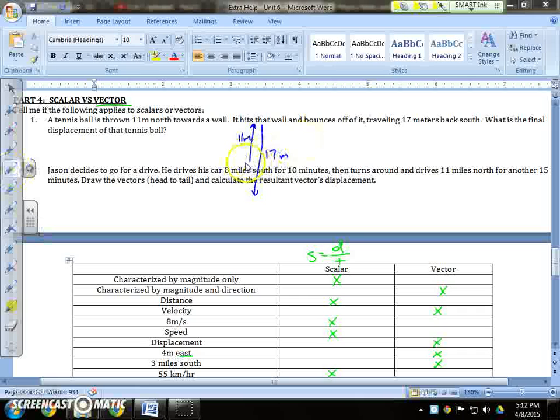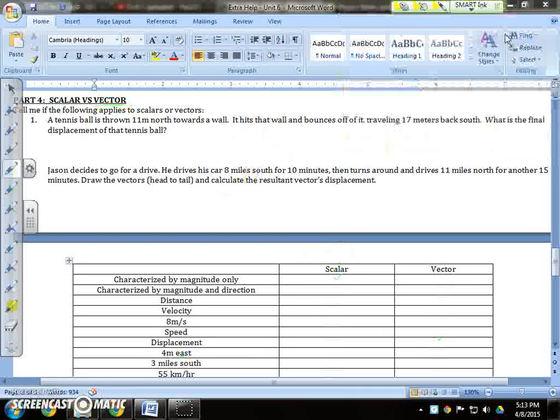Well, I started here and I end all the way down here. So my total displacement is 11 minus 17. So we're going to end up with a number that happens to be 6 meters, but it's in the negative direction. Okay, so 6 meters south. South. Now you don't have to write the south, but you get the idea.